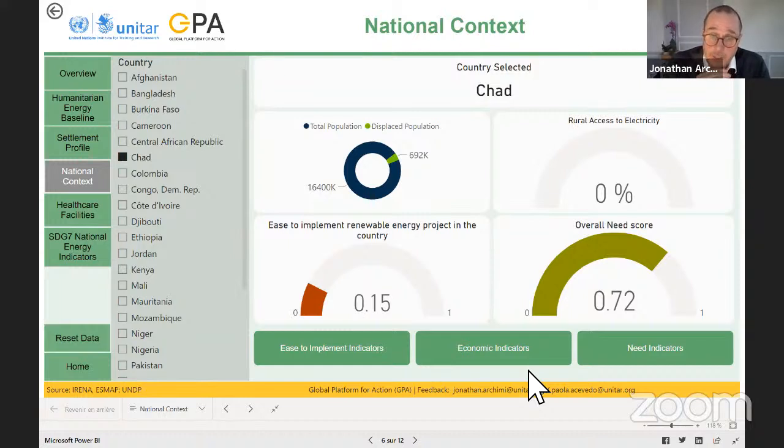But I came to the conclusion that it was still informative to set a certain threshold, and we chose this threshold given the global markets of the PV panels.